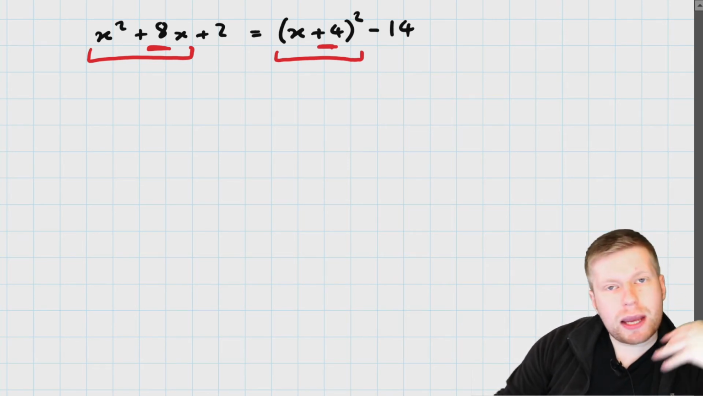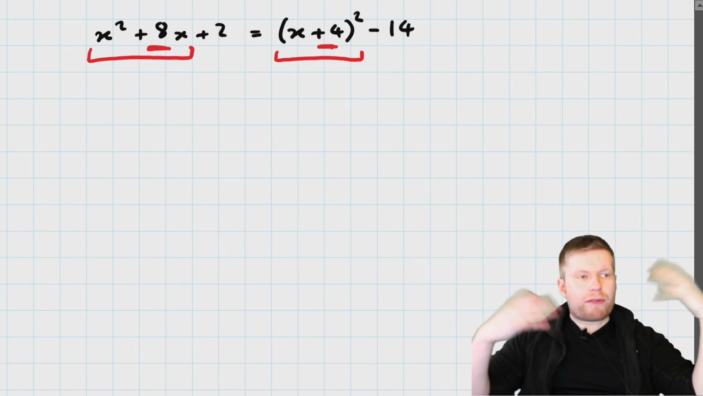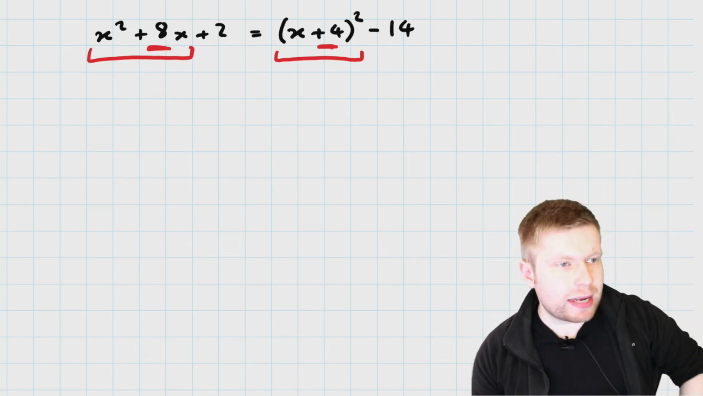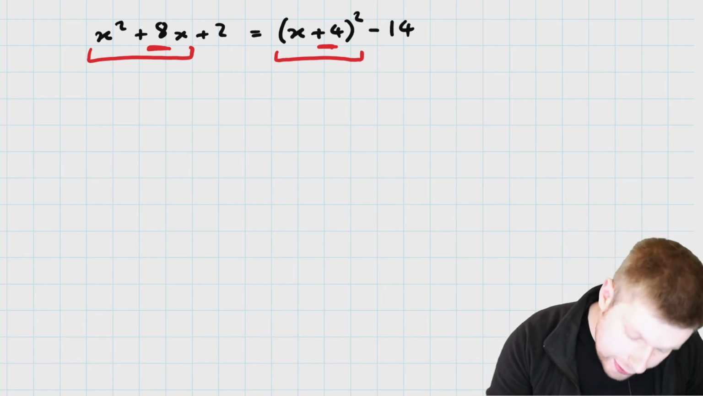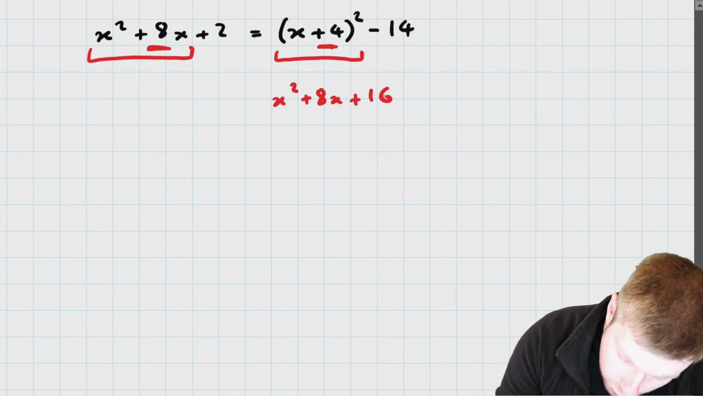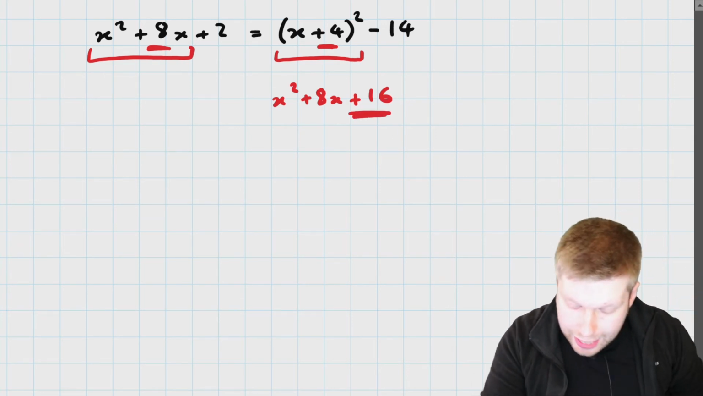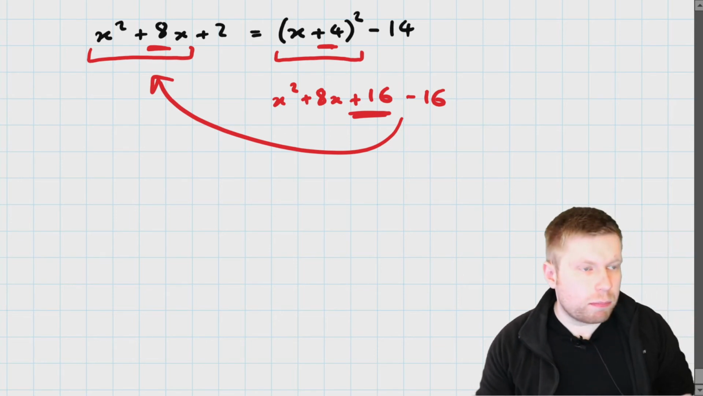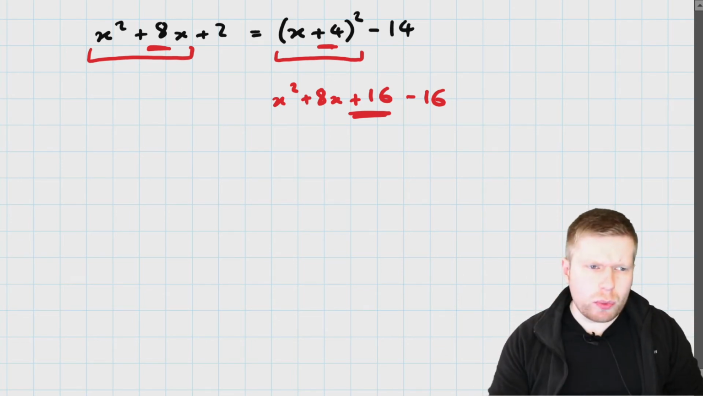But then I need to make sure that I take away whatever I'm adding on because it wasn't originally there. Okay? So in other words, if I'm going to expand out x plus 4 all squared, I'd end up with x squared plus 8x, but then I'd get this 16, which I don't want. So in other words, I need to take away 16 to ensure that I get the x squared plus the 8x. Let me show you with another example.